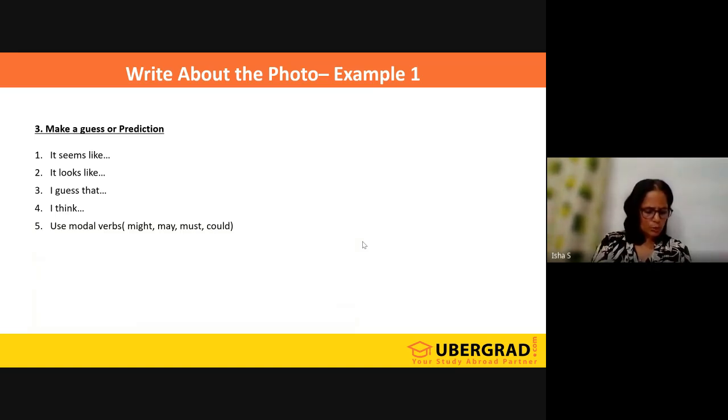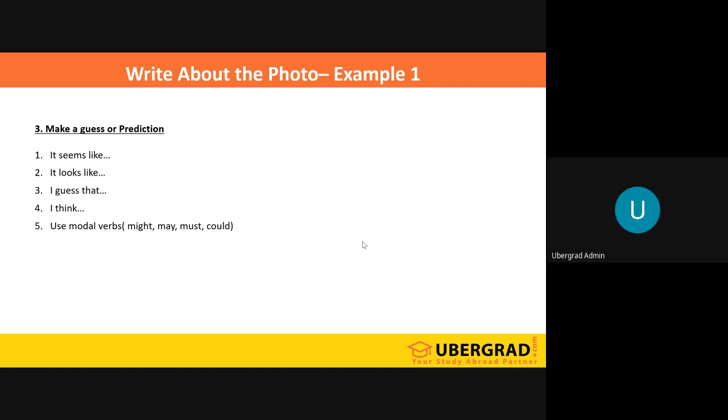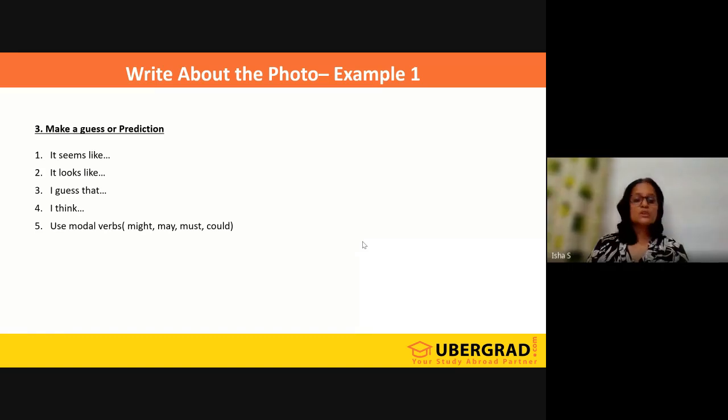What are the modal verbs? What is your question? The question is, what are modal verbs? Modal verbs are something which we use to support our main verbs. If I explain it, it will take some time. So that's why the grammar is important.